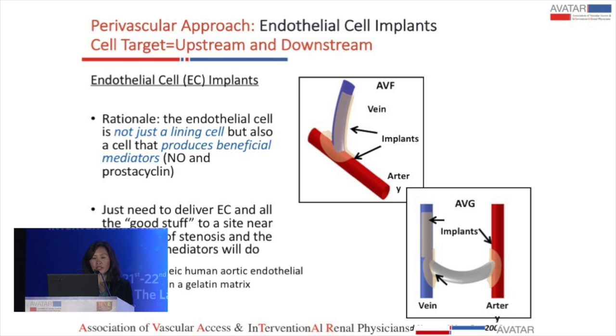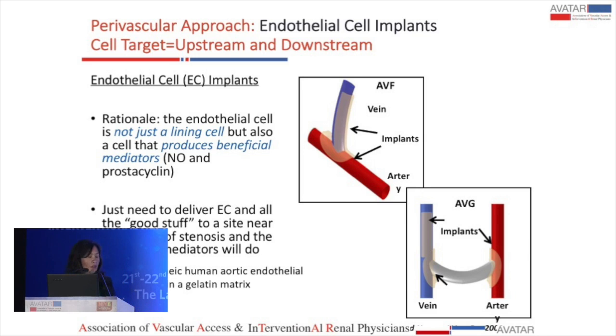Something that has a very interesting concept in terms of perivascular approaches is endothelial cell implants. So the rationale is that we have endothelial cells in our bodies, and that it's not just a cell lining the blood vessel. It's an active living cell that actually produces beneficial mediators such as nitric oxide, prostaglandins, and prostacyclins that actually cause dilatation of the vessels. So the concept is if we can actually deliver it to the area where we think there may be neointimal hyperplasia, then it will allow the endothelial cells to do their own thing and have a beneficial effect.